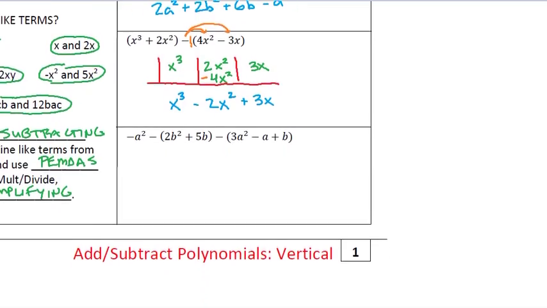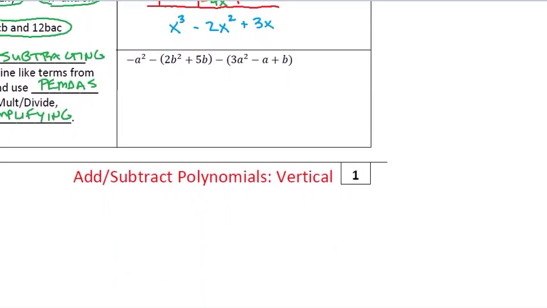All right, let's do one more. I don't know how many columns I'm going to have here, so I'm just going to put a couple of them out. Let's see if we have enough. And I'll add another column if I need to. All right, let's start putting our terms into our columns.